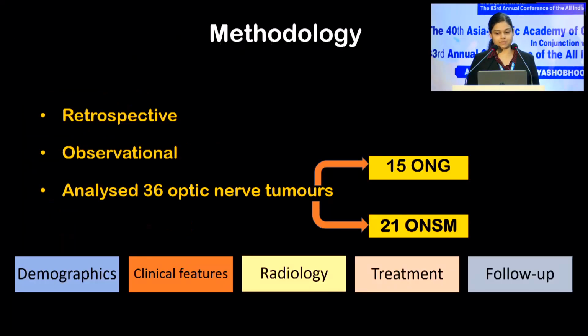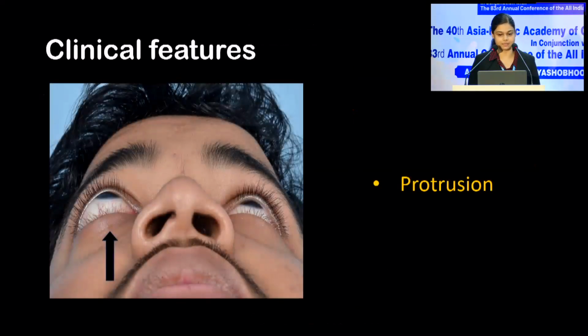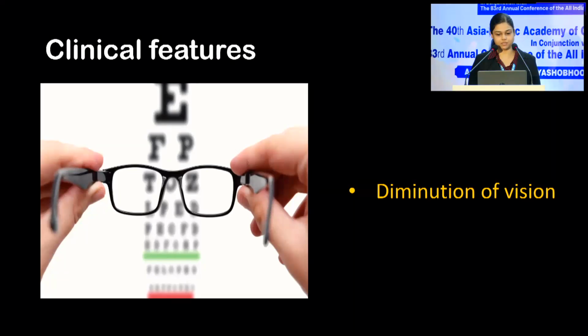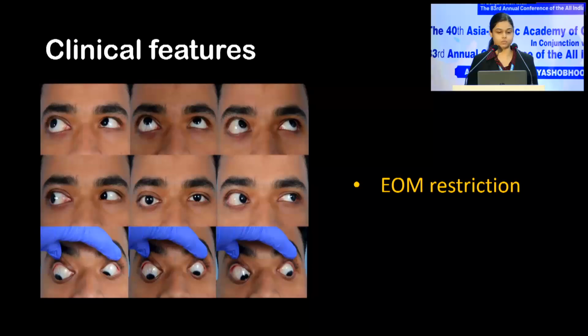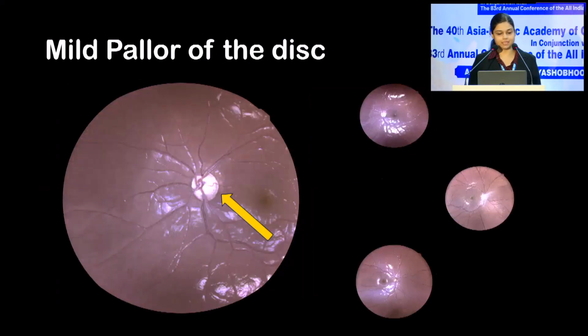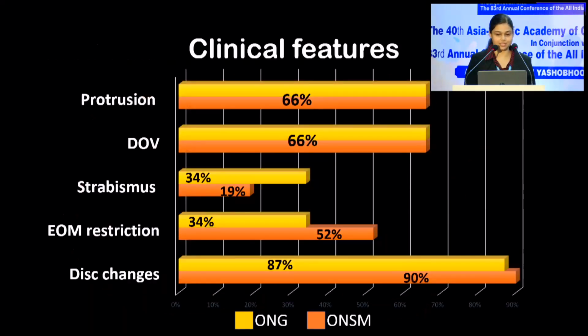Ours was a retrospective study where we analyzed 36 optic nerve tumors, 15 gliomas and 21 meningiomas, for the following. The mean age was 15 years among the glioma patients, with 53% males, and 43 years in the meningioma group, with 57% being females. The main clinical features were protrusion of the eye, diminution of vision, strabismus, extraocular movement restriction, disc changes, normal being in almost 13% of the people, followed by mild disc pallor, severe disc pallor, hyperemia, and also optociliary shunts and choroidal folds.